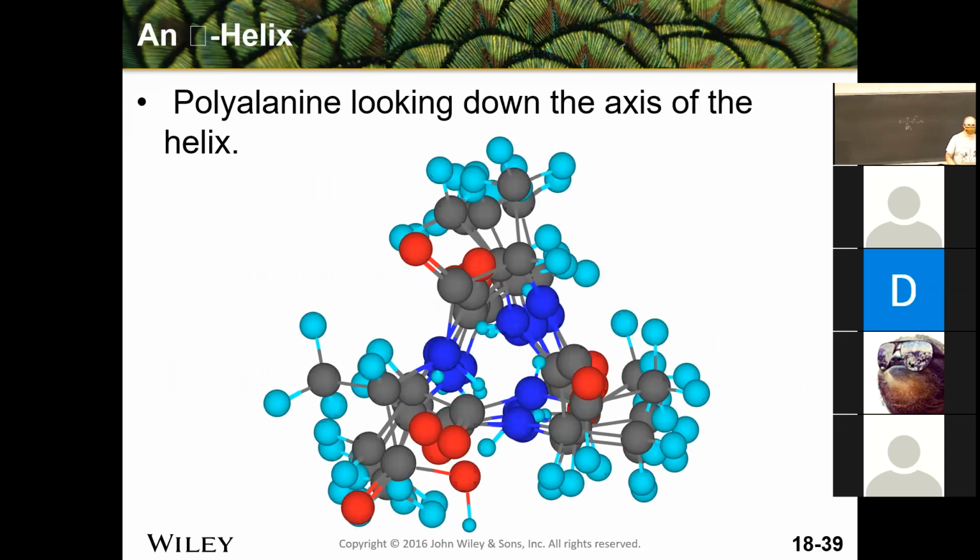Okay, and it turns out that in order to have the alpha helix, all of the amino acids have to be L. If you have a mixture of D and L amino acids, you can't make an alpha helix. Okay, so this is looking down the axis of a helix for polyalanine, where we have a string of alanines.